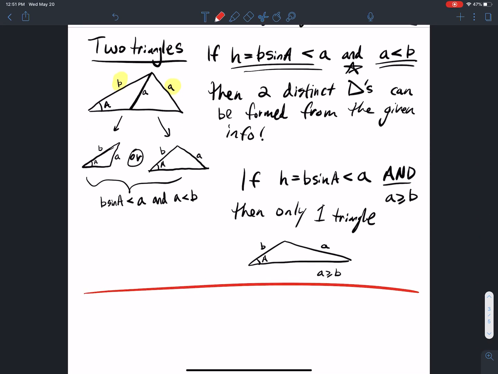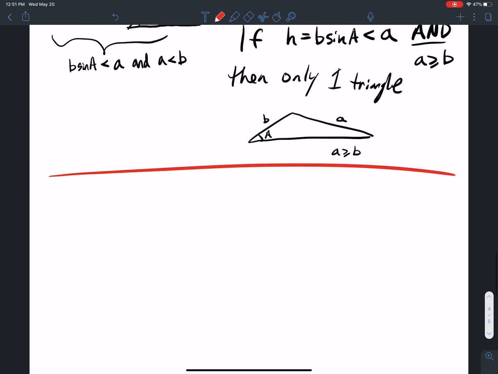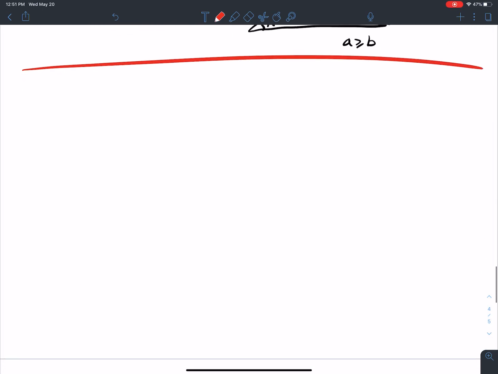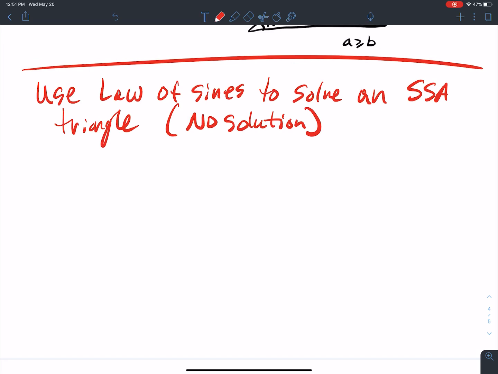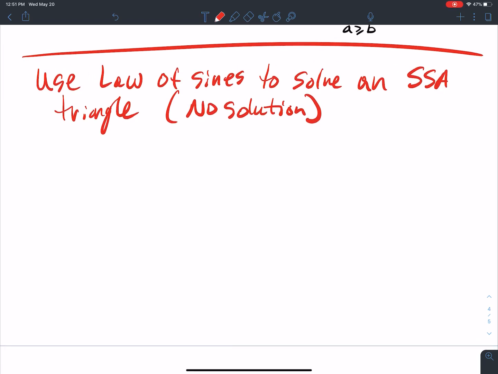Okay, so let's work some examples to illustrate these cases. So let's use law of sines to solve an SSA triangle where there's no solution. So say we know that little a equals 2, little c equals 1, and capital C equals 50 degrees.